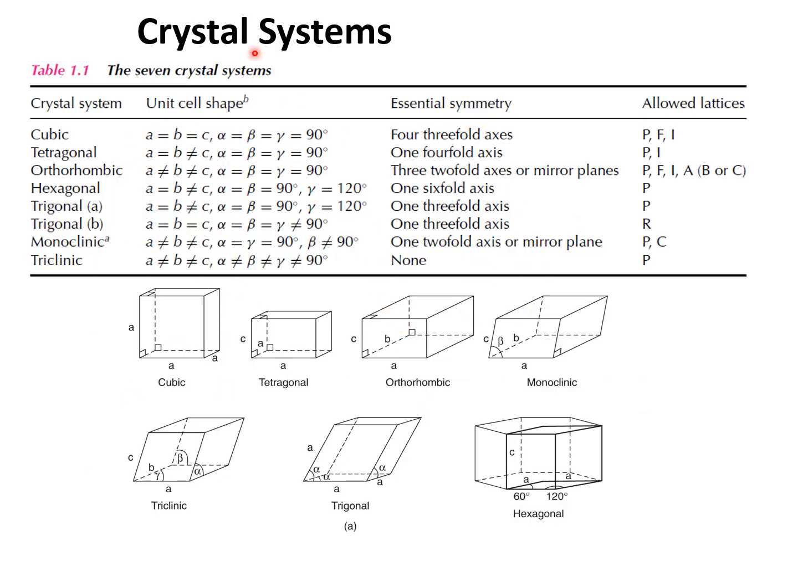So in this slide, you can see 7 crystal systems, namely cubic, tetragonal, orthorhombic, hexagonal, trigonal, monoclinic, and triclinic. Along with that, the essential symmetries, also the allowed lattices given over here. You can see the shapes of different crystal systems: cubic, tetragonal, orthorhombic, monoclinic, triclinic, trigonal, and hexagonal.